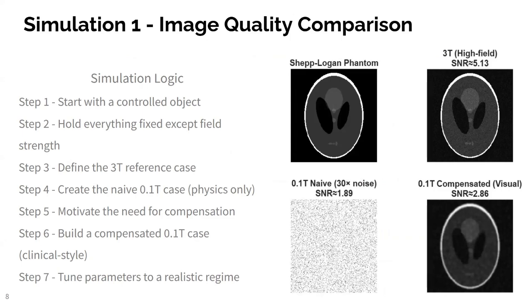Next, we model the 3 Tesla baseline. All we do is add a small amount of realistic 3 Tesla k-space noise. That gives us the clean, high SNR reference image you see in the top right.